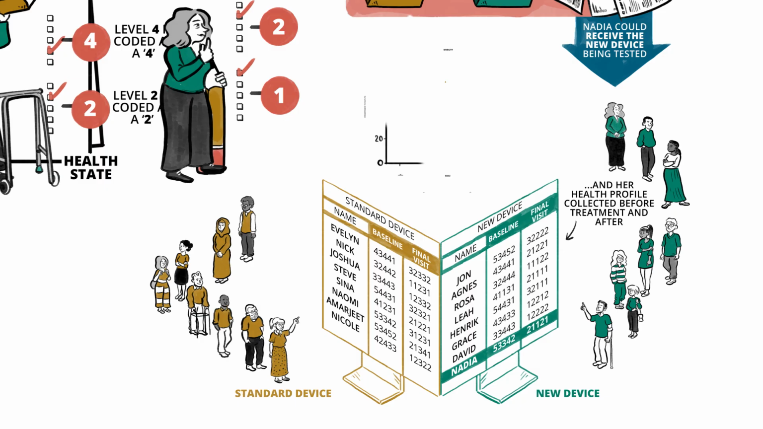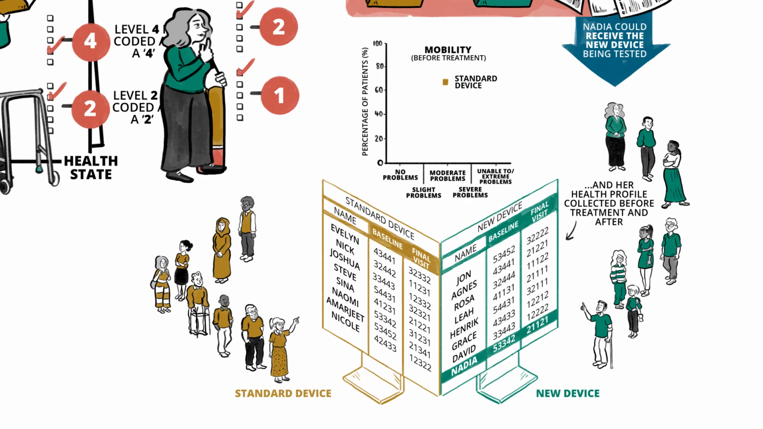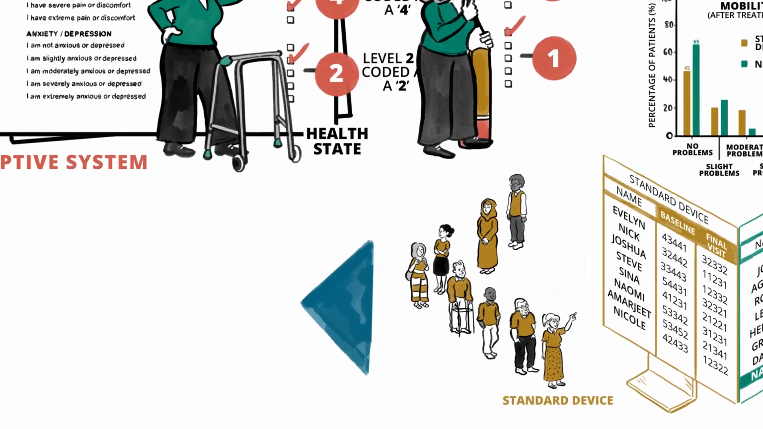For example, the percentage of patients reporting no problems with mobility went from 15% before the hip operation with the standard device to 45% after the operation, while with the new device, the proportion with no problems with mobility went from 17% before the hip replacement to 65% afterwards, indicating the new device is more effective. This is just one way in which descriptive system data can be reported.